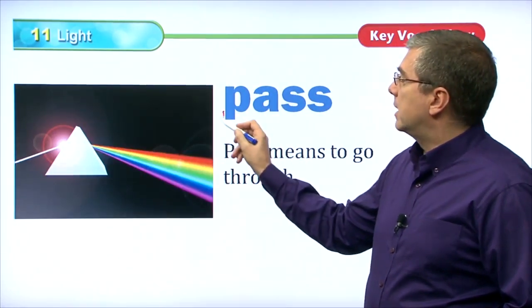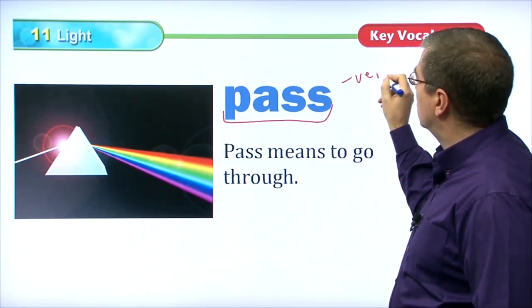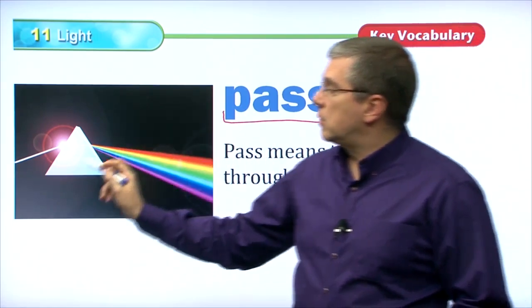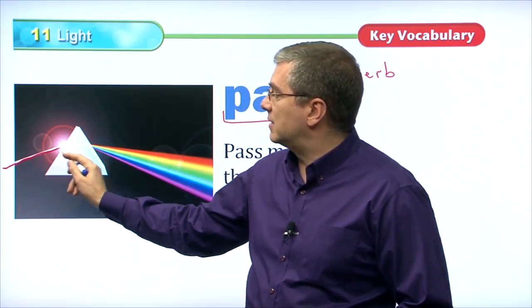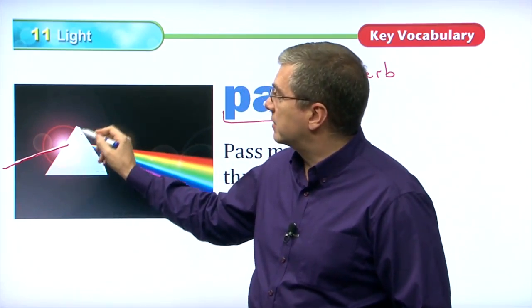Next we have this word here, pass. Pass, in this case, is a verb. This is an interesting picture. Pass means to go through. So what's going on here? We have our light. Light is coming in this direction. This is light. It hits this prism. By the way, this is a prism.